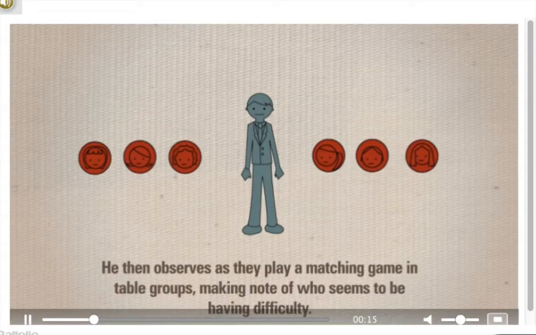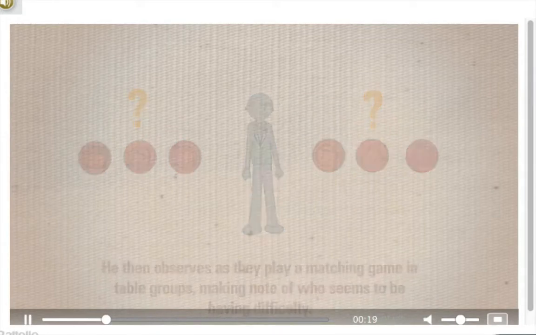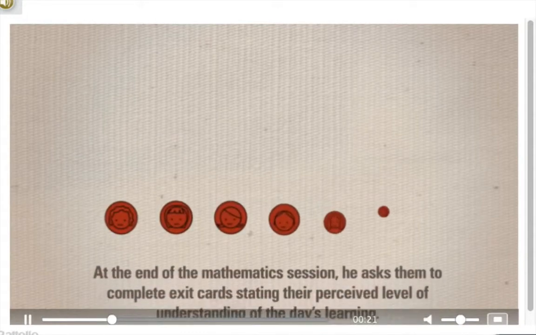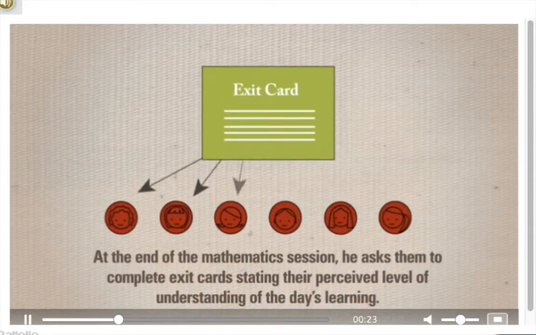He then observes as they play a matching game in table groups, making note of who seems to be having difficulty. At the end of the mathematics session, he asks them to complete exit cards stating their perceived level of understanding of the day's learning.